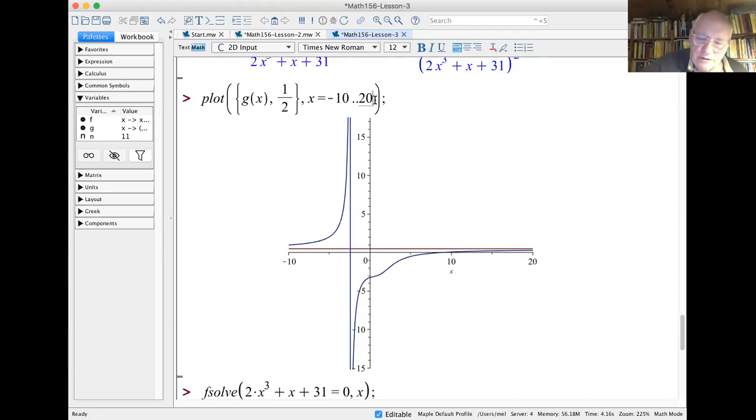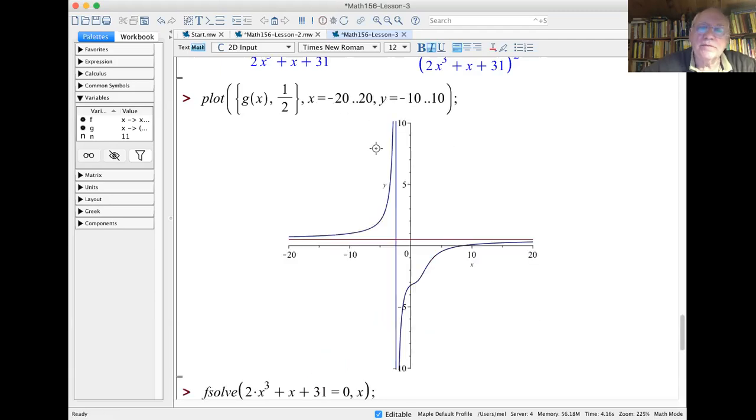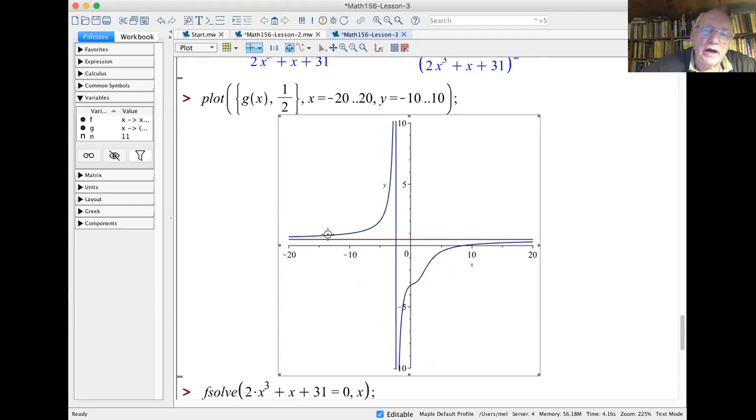Suppose I just restrict the values of y a little bit so it's easier to see what's going on. Maybe y goes from minus 10 to 10. Even minus 20 to 10. Okay. So you can see this function is approaching a half on the left from above and on the right as x goes to infinity from below.